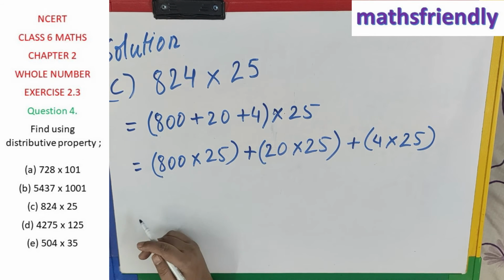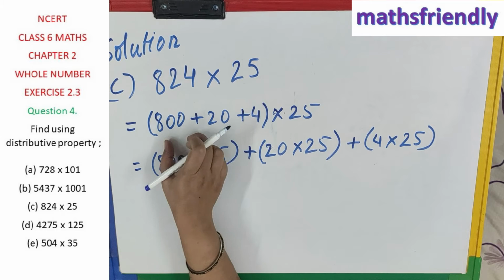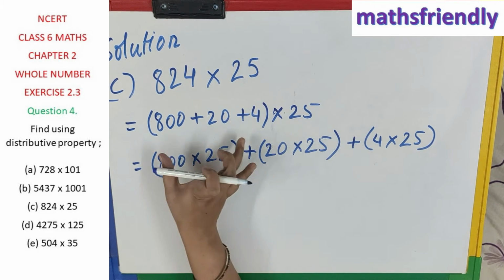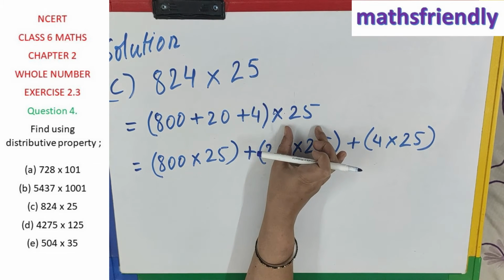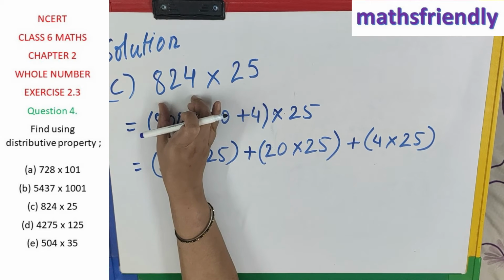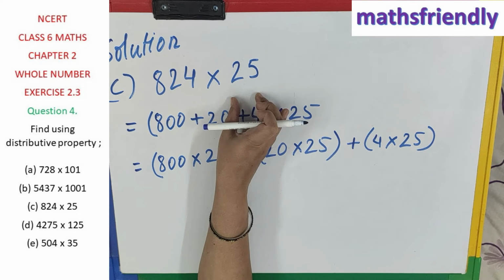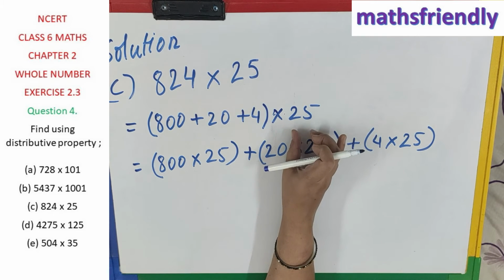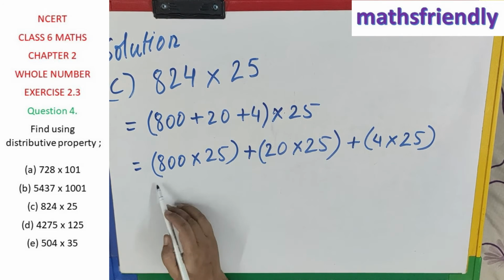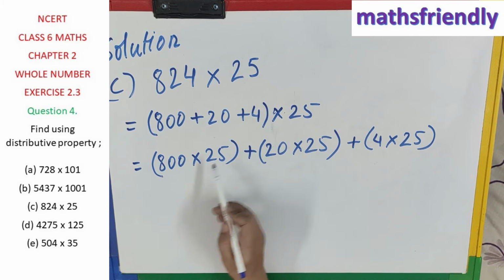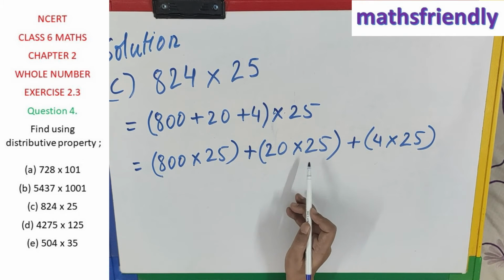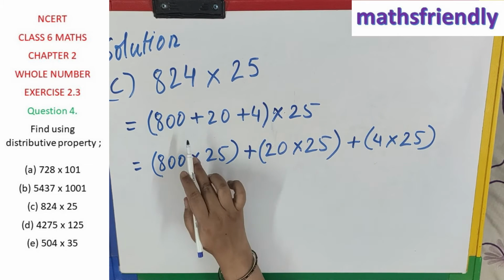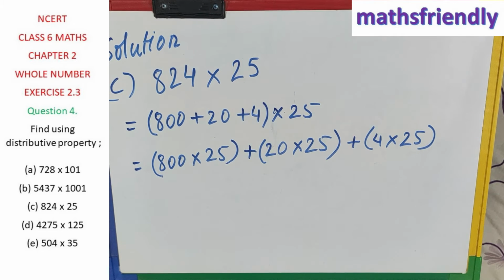So what we did, we have written 824 as 800 plus 20 plus 4, and all these numbers should be multiplied to 25, because ultimately what was the question? The question was 824 should be multiplied to 25 using the distributive property. So we distributed the numbers, and then we have to do the multiplication with 25. So we have written this step: 800 is multiplied to 25, taken in the bracket, 20 multiplied by 25, taken in the bracket, and 4 multiplied by 25 taken in the bracket, and as plus sign is there, we have given the plus signs.